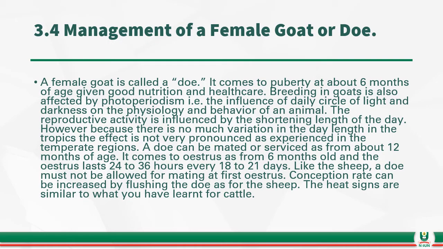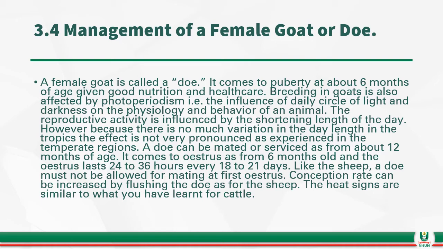A female goat is called a doe. It comes to puberty at about 6 months and is affected by photoperiodism, i.e. the influence of daily cycle of light and darkness on the physiology and behavior of an animal. The reproductive activity is influenced by the shortening length of the day. However, because there is not much variation in the day length in the tropics, the effect is not very pronounced, as experienced in the temperate regions.